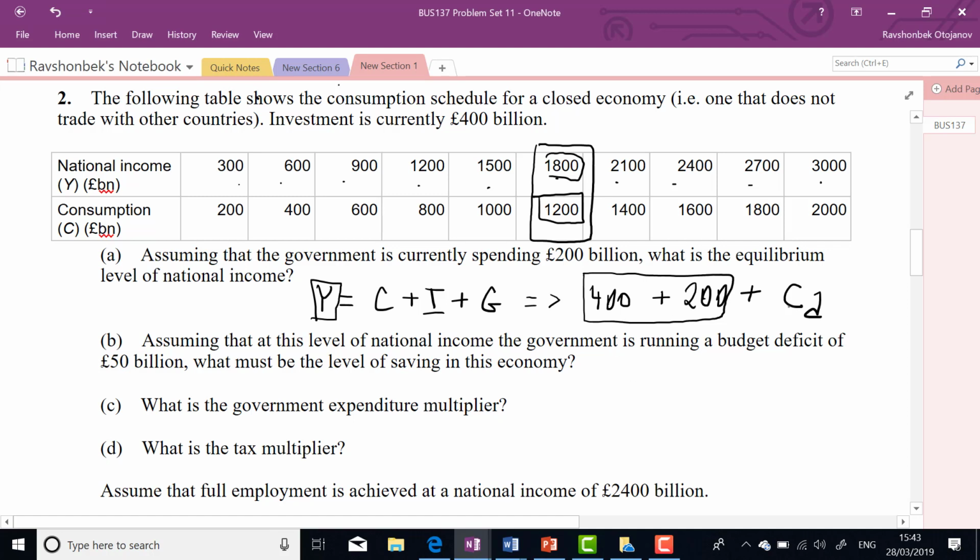600 plus 200, 800, no, not this. 600 plus 400, 1,000, no. 600 plus 600, 1,200, no. 600 plus 800, 1,400, no. 600 plus 1,000, 1,600, no. And 600 plus 1,200, this is the right one. That's it, you stop here. That's the equilibrium national income. Is this clear, guys? Everyone? All right. Next, B.